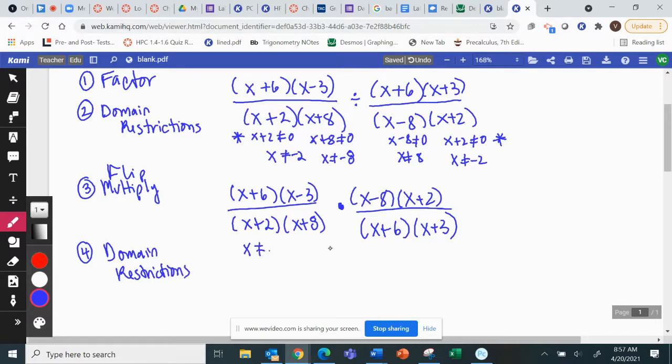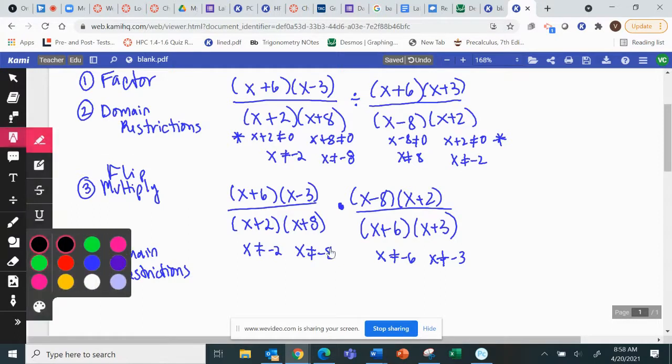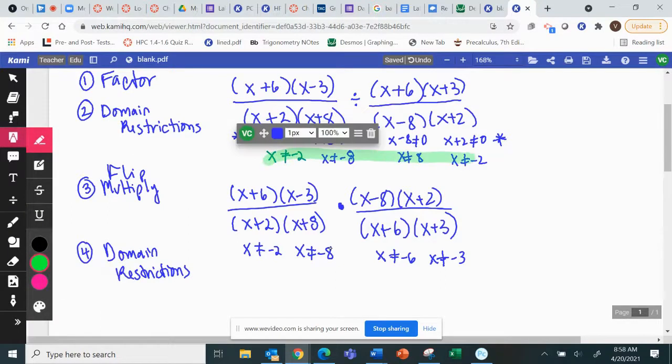So x does not equal negative 2, x does not equal negative 8. That's exactly the same as the one above it because I didn't do anything to that one. This one over here is different. x does not equal negative 6, x does not equal negative 3. When I flipped it, I now have different stuff in the bottom. So far, there's all my domain restrictions.